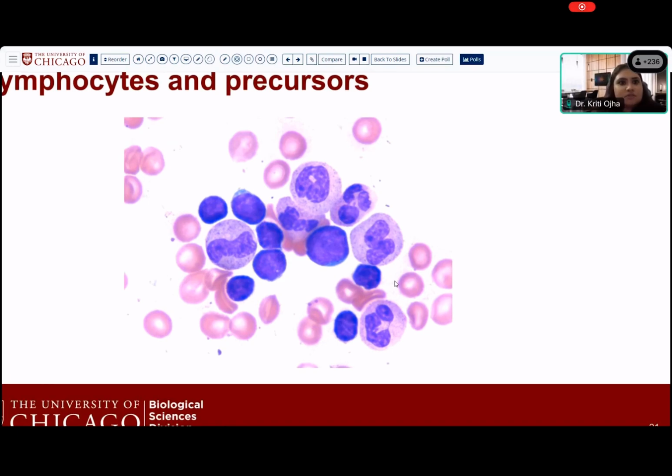So the cytoplasm cannot really be distinguished from the nucleus most of the time, sir, at least from what I've seen in our institute. Whereas hematogones usually have a fairly distinct rim of cytoplasm that can be visualized on a bone marrow aspirate smear.